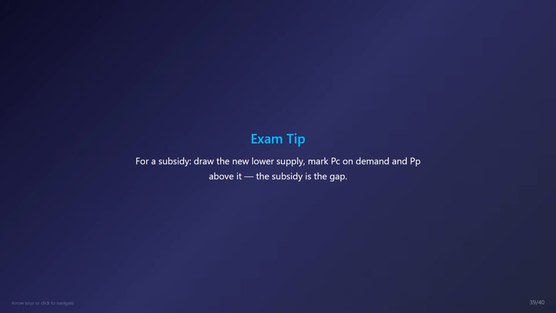And one last exam tip for subsidies. Draw the new, lower supply curve. Mark the consumer price PC down on the demand curve and the producer price PP above it. The subsidy is simply the gap between those 2 points.